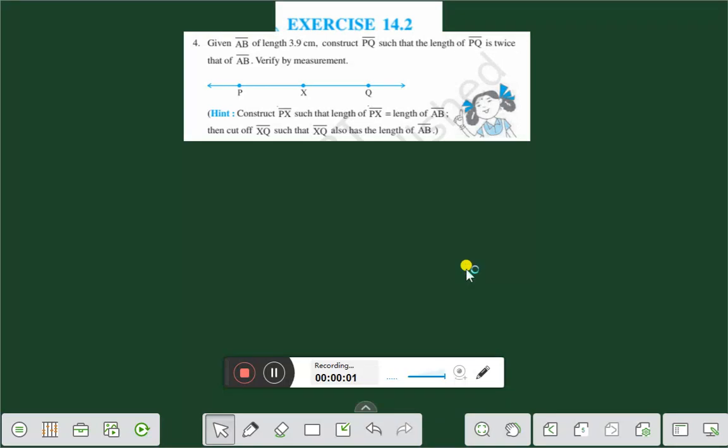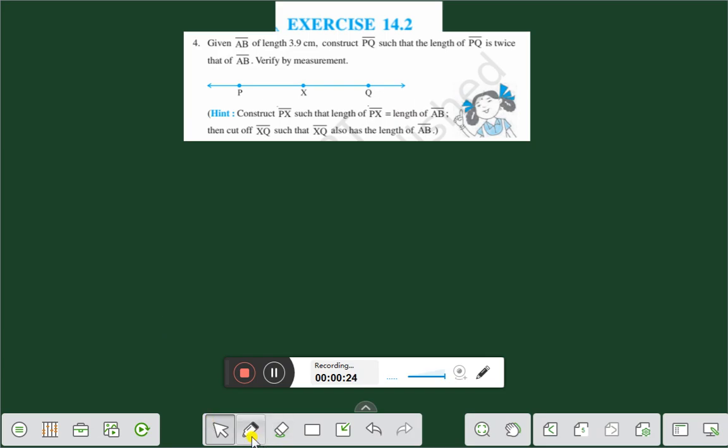Hello everyone. Today we shall discuss exercise 14.2 question number 4. Given AB of length 3.9 cm, construct PQ such that the length of PQ is twice that of AB. Verify by measurement. We can do this problem in two methods.